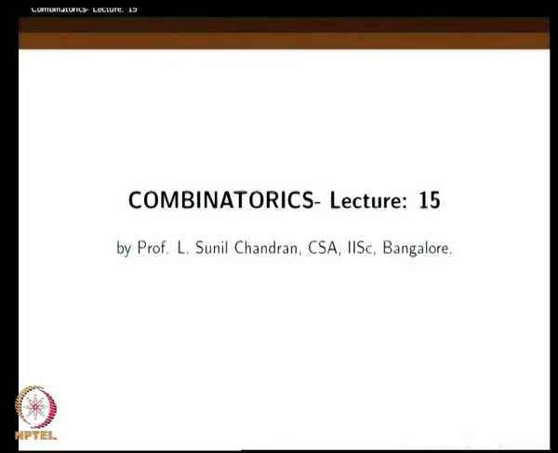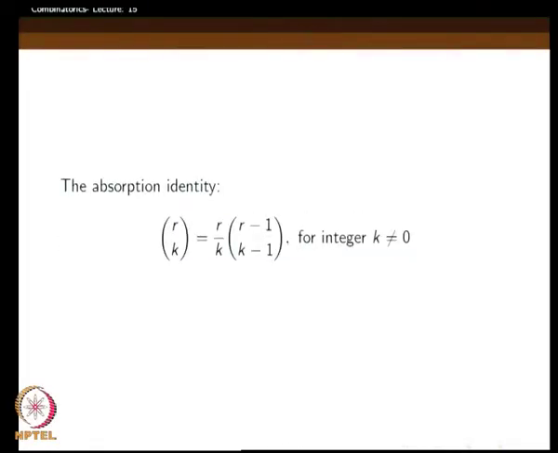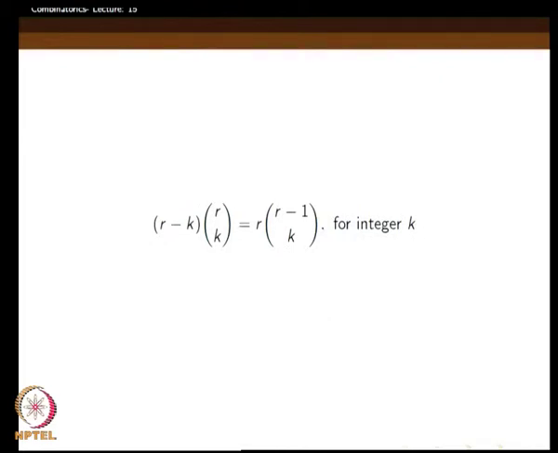Welcome to the 15th lecture of combinatorics. So we were discussing the absorption identity and its companion in the last class, where we stopped.